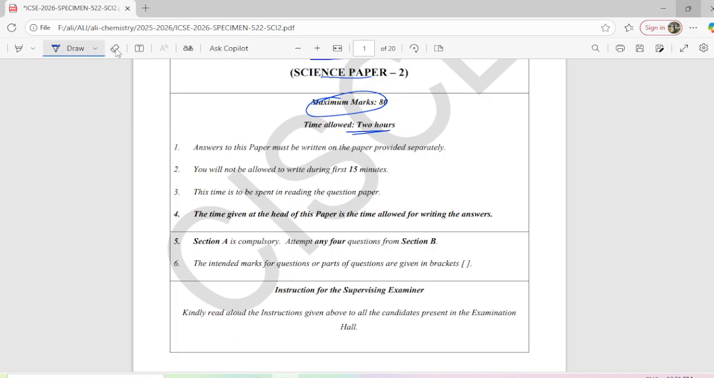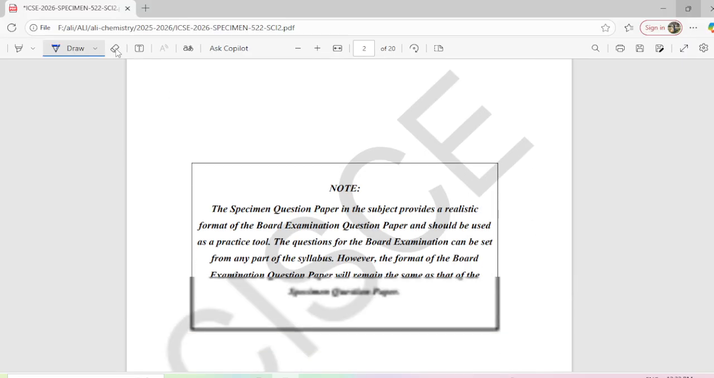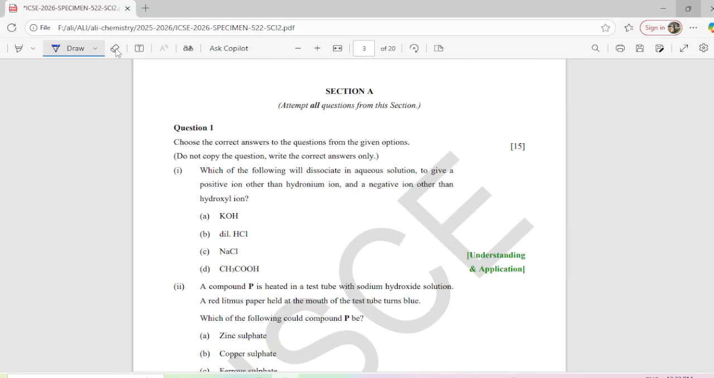So when the question paper is given, first 15 minutes you have to spend on reading the question paper thoroughly, and there will be two sections, Section A and Section B, where Section A is for 40 marks and it is compulsory. From Section B you can attempt any 4 questions and each question carries 10 marks. So 4 into 10, 40 marks. So the total will be an 80 marks paper. So let's start with question number 1, that is from Section A.